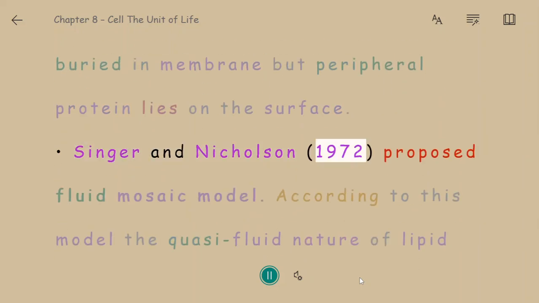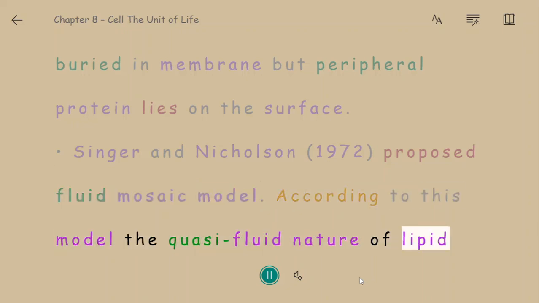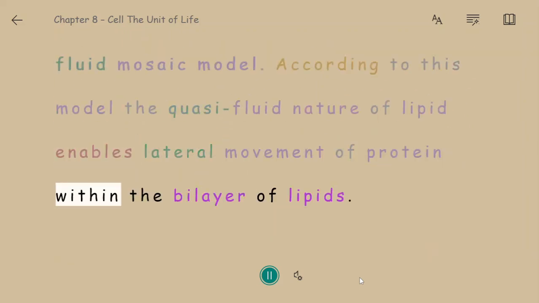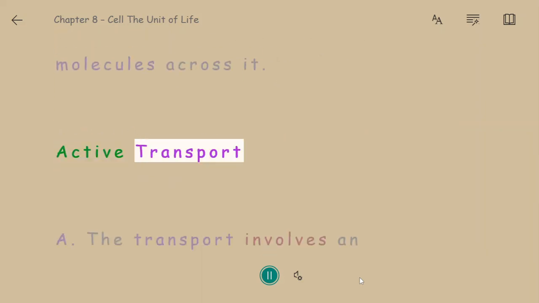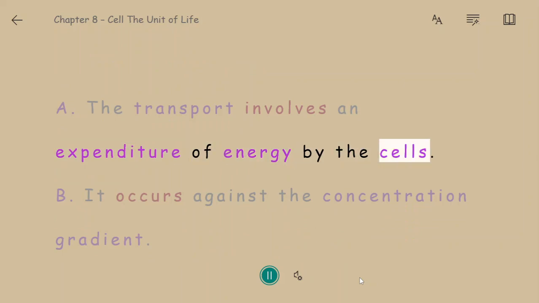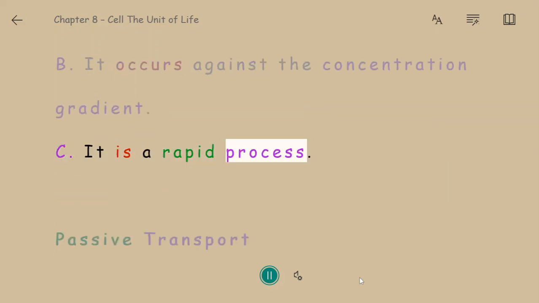Singer and Nicolson, 1972, proposed the fluid mosaic model. According to this model, the quasi-fluid nature of lipid enables lateral movement of protein within the bilayer of lipids. The main function of plasma membrane is the transport of molecules across it. Active transport. A. The transport involves an expenditure of energy by the cells. B. It occurs against the concentration gradient. C. It is a rapid process.